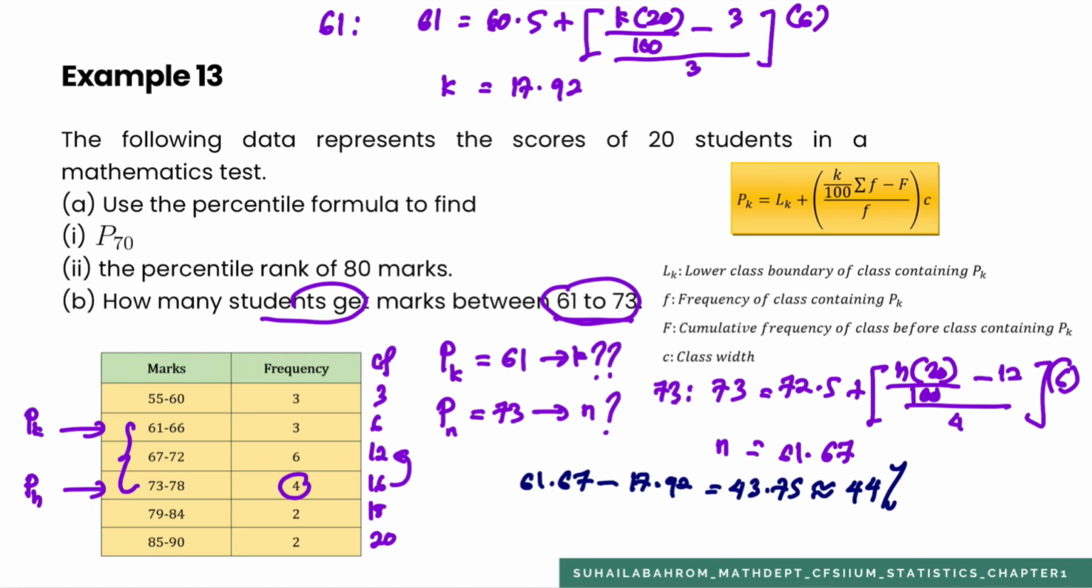This is not the final answer yet. We want to find out the number of students. Since the total number of students is equivalent to 20, 44% times the total number of students, we will get 8.8. Since we are referring to humans, we have to make sure the final answer is in terms of discrete values. Therefore, round off the value, and you will get the total number of students getting marks between 61 to 73. There are 9 students. So this is the final answer.